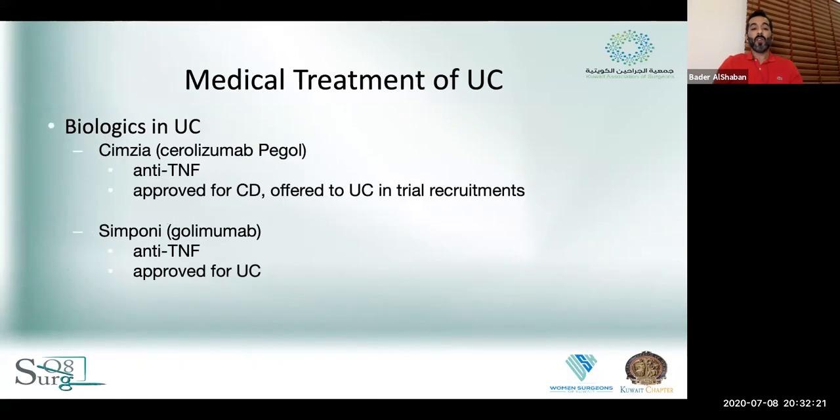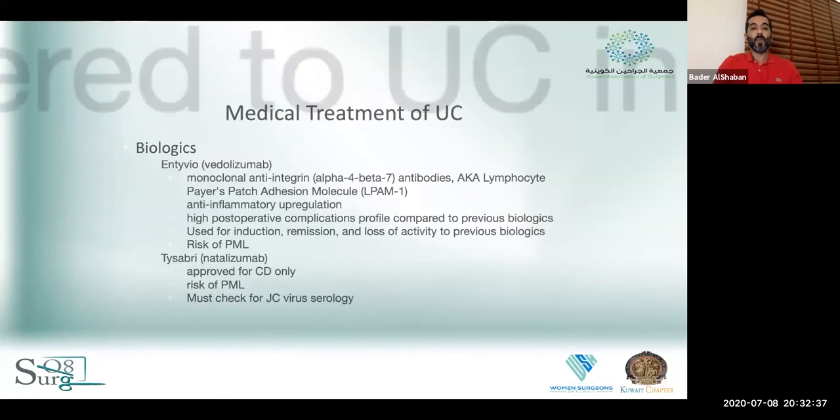Next two classes of anti-TNFs are Cimzia and Simponi. Cimzia is approved for Crohn's disease and is only approved for ulcerative colitis in trial recruitments. However, Simponi is approved for ulcerative colitis.